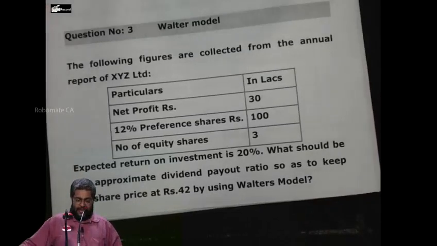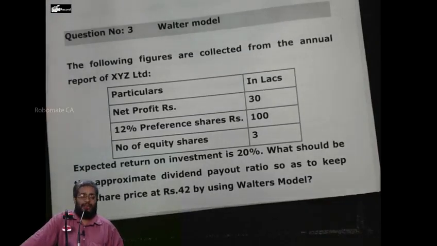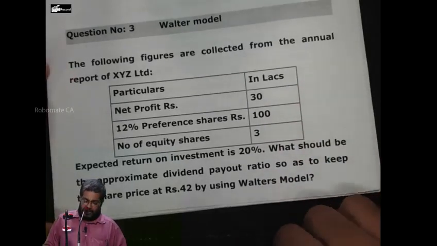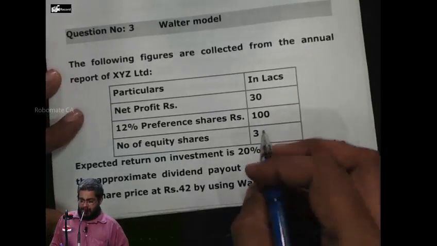The following figures are collected from the annual report of XYZ Limited. Particulars: net profit 30 lakhs; 12% preference shares of rupees 100 lakhs; number of equity shares 3 lakh shares. All the numbers are given in what? Lakhs, given in the heading. Expected return on investment is 20%.